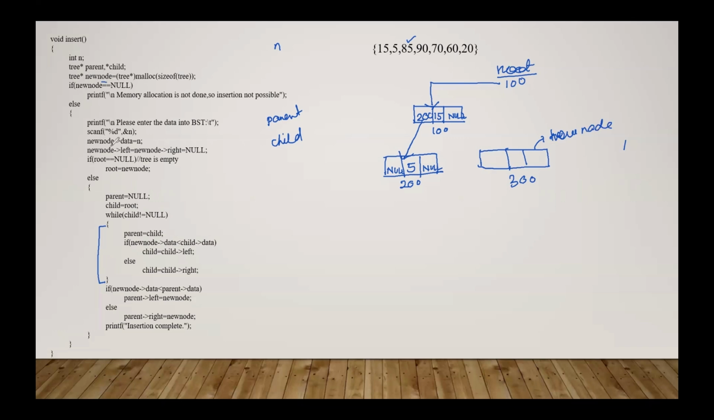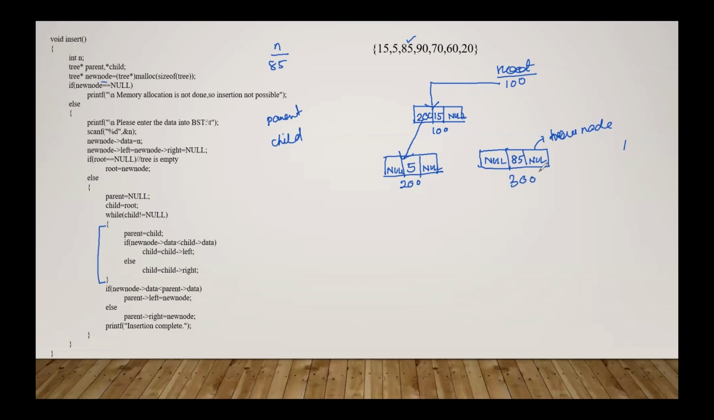So new node, we assign the value. Then new node equal to null? No, because new node value is right now 300. So it is not null, so it will go to the else part. Printf: please enter the data into the BST. So it will ask us, and what we entered in our program is 85. So what is the n value? It is right now 85. New node data equal to n. So what is new node right now? The data is what we entered, that is 85. Then new node left equal to new node right equal to null. So here we store the value of null, here also we store the value of null.